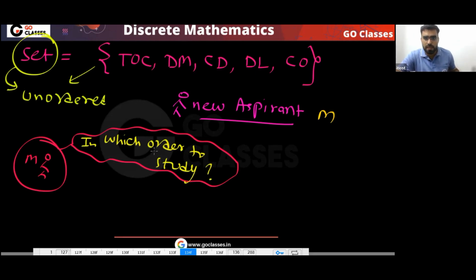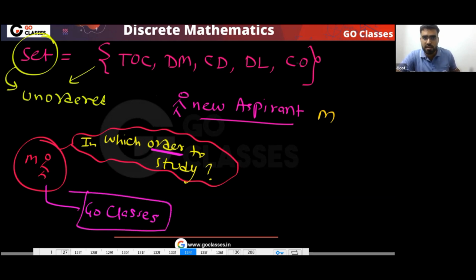Now you can notice this word order. This aspirant is thinking in which order to study. So basically on this set we need to put some ordering, right? Yes or no? So let's assume this aspirant has come to GO Classes, and now he is asking GO Classes in which order to study these subjects. This set is an unordered collection, but we need to put some ordering on this set. How to do that?